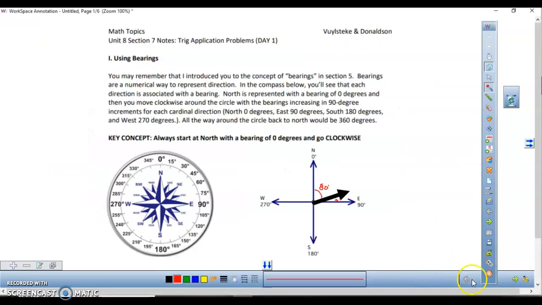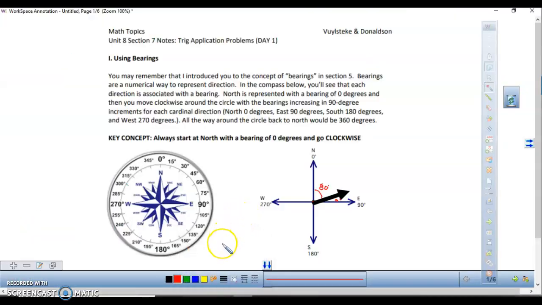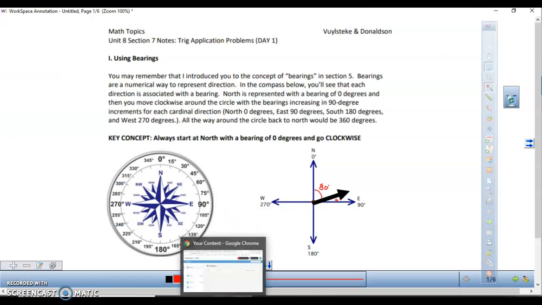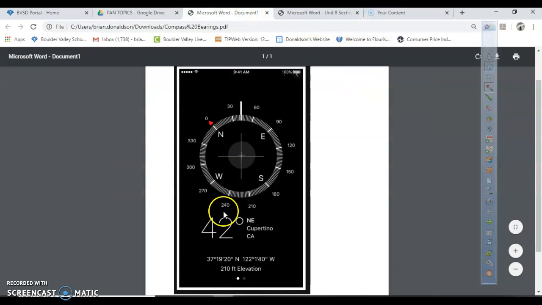One other thing I want to point out real quick is that your iPhone has this capability, and even on Androids I bet they also have a compass. If you go to the compass app on your iPhone, you'll see that when you use your compass, it'll associate a bearing with whatever direction you're pointing. I have a little screenshot of a phone here I can show you. Check it out.